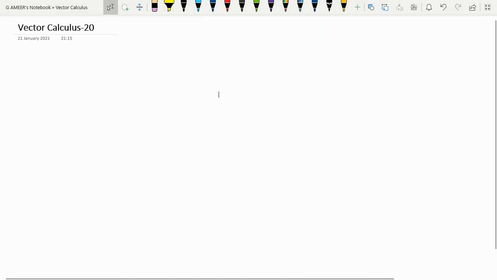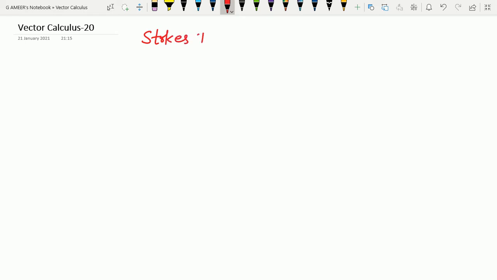So today we will be concentrating on Stokes theorem. Okay. So friends, let us first give the statement of it. The statement of it is as follows.